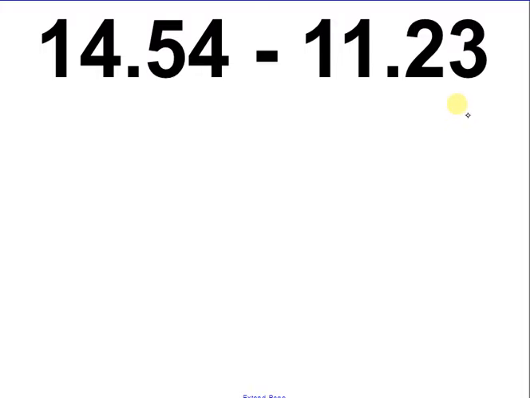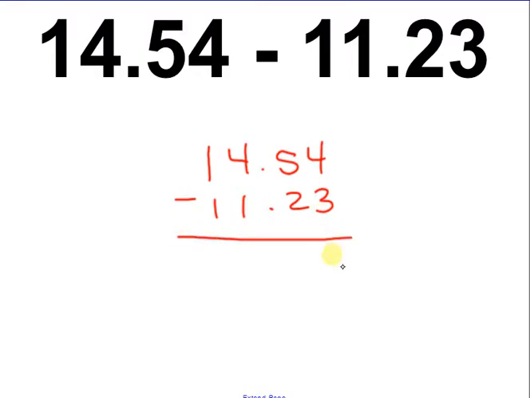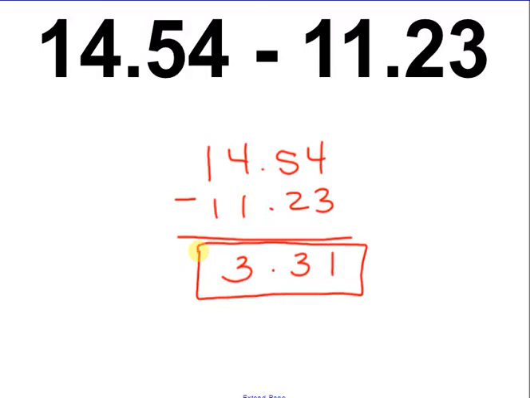Okay, 14.54 minus 11.23. Now, if you notice this is a larger number minus a smaller number, you can do a basic decimal subtraction problem with that. If you didn't recognize that right off the bat, keep, change, change would work just as well. But I'm going to just go ahead and subtract the decimals, 14.54 minus 11.23. 4 minus 3 is 1, 5 minus 2 is 3, 4 minus 1 is 3, and 1 minus 1 is 0, so my answer is 3.31. Okay?